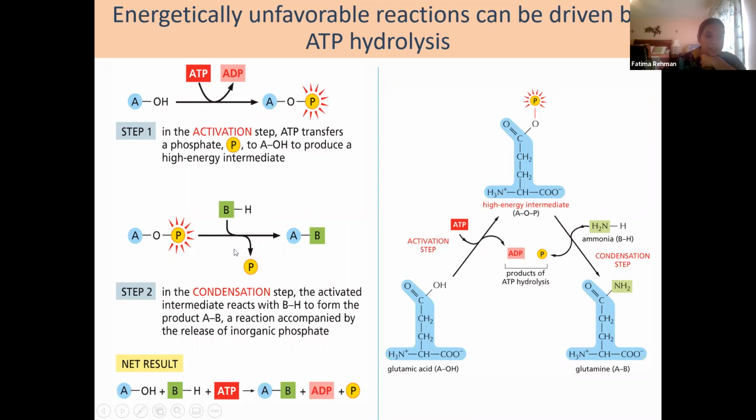And then the condensation step is where that activated reactant is combined with whatever else it needs to be, the next macromolecule, the next monomer, to create your product. And in the process, that phosphate is then let go. And usually it leads to some condensation step as an intermediate. So the activation is taking the ATP, changing it to ADP, and creating an intermediate product from your reactant that is then used to create the final product in the second step. Okay?